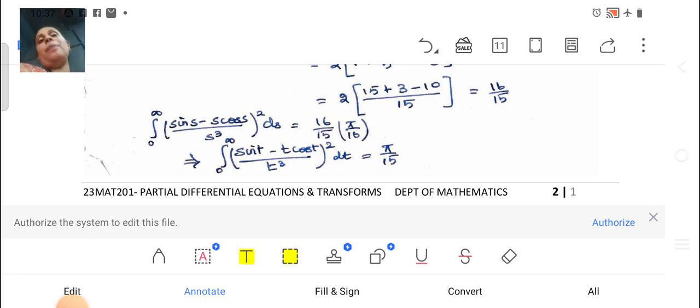So in this problem we learned how to solve the Fourier transform and inverse Fourier transform, and how we can apply the Fourier Parseval identity.